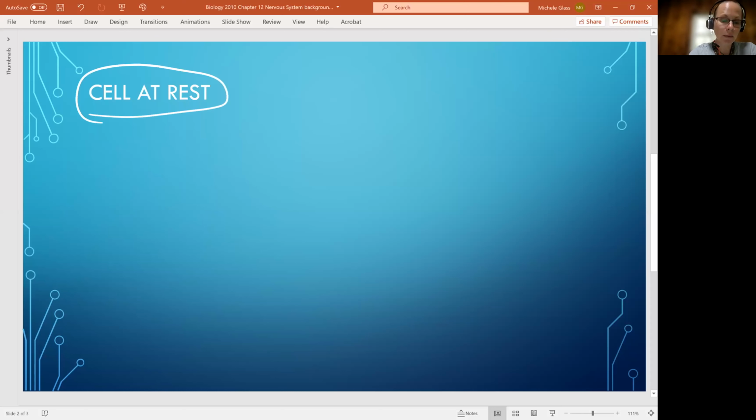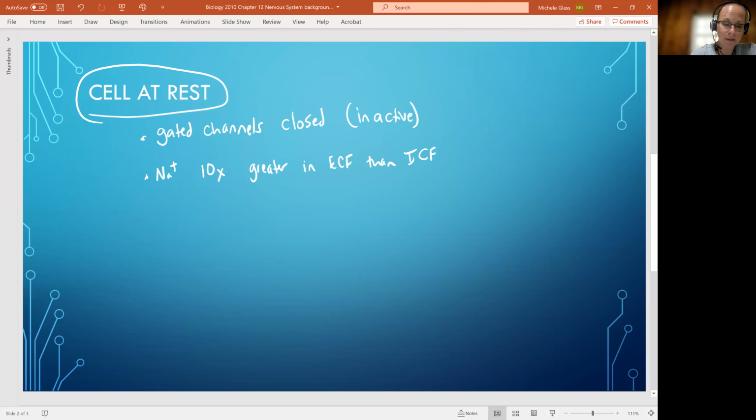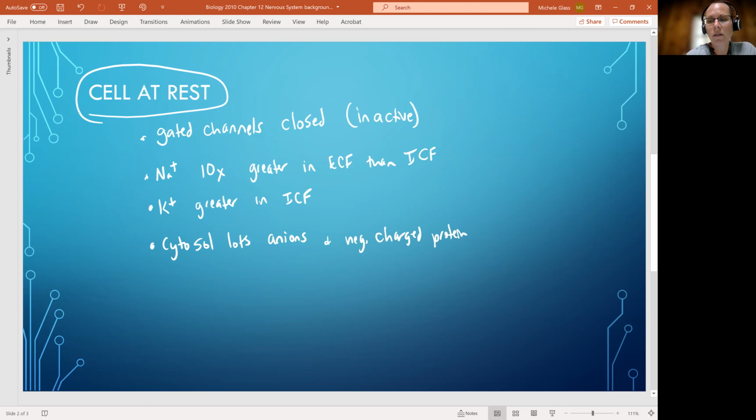And when we talk about a cell at rest, what are we saying? We're going to say that the gated channels are going to be closed, or we could say inactive. We're going to say that sodium ion is 10 times greater in the ECF than in the ICF. So this is a significant difference. Let's remind ourselves that the potassium ion is going to be at a greater concentration in the ICF, so inside of the cell. But remember that our cytosol, all the fluid inside of the cell, has lots of anions and negatively charged proteins. And so this gives us a resting charge of negative 70 millivolts.